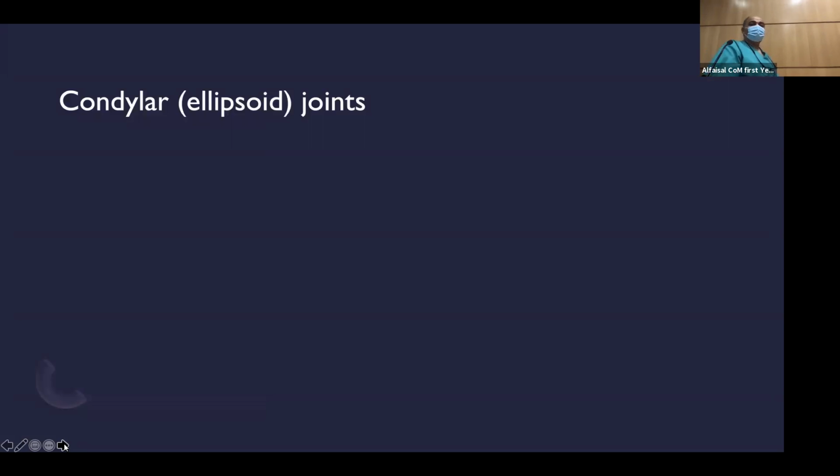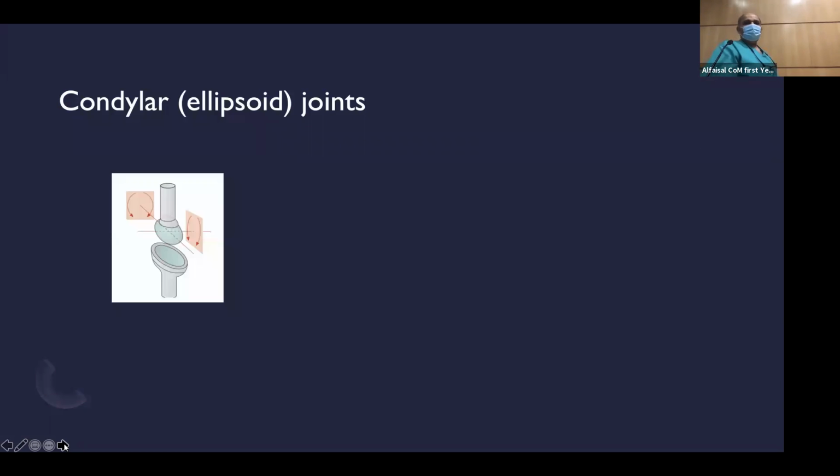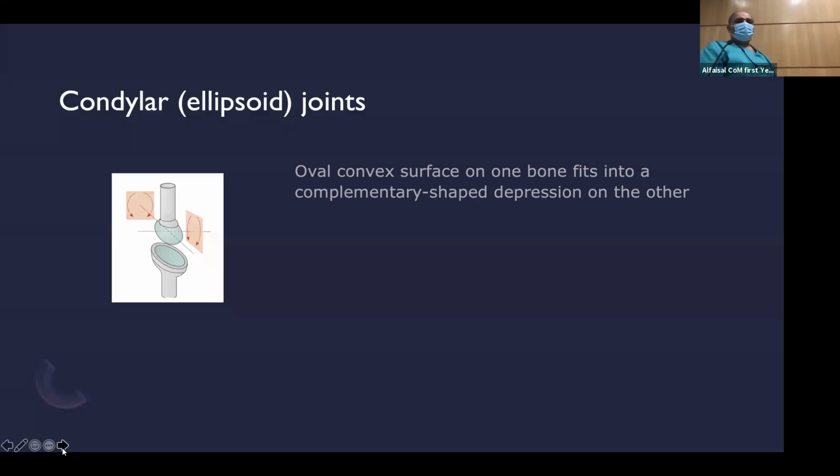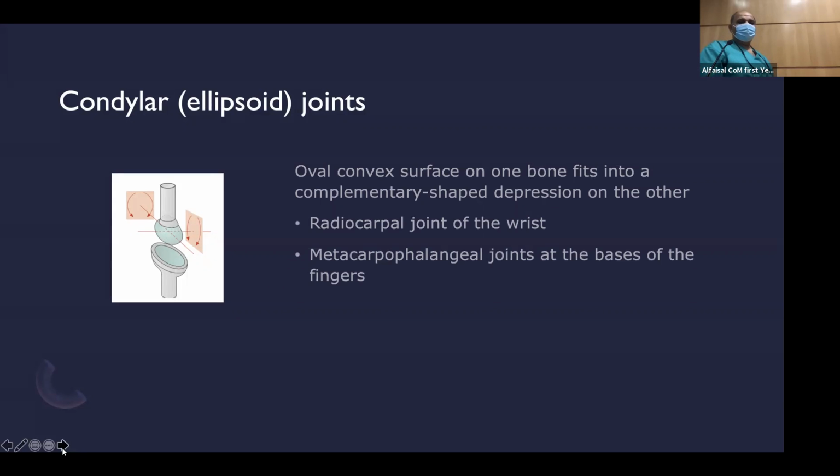Okay, condylar, ellipsoid. Think. Yes, wrist. Thank you. This is what ellipsoid is. They are not ball and socket. They are a bit ovoid. They are elliptical in shape. Then oval convex surfaces. Where do we find them? At our wrist, metacarpophalangeal joints, at the base of the fingers. Not the first, but second, third, fourth, fifth.